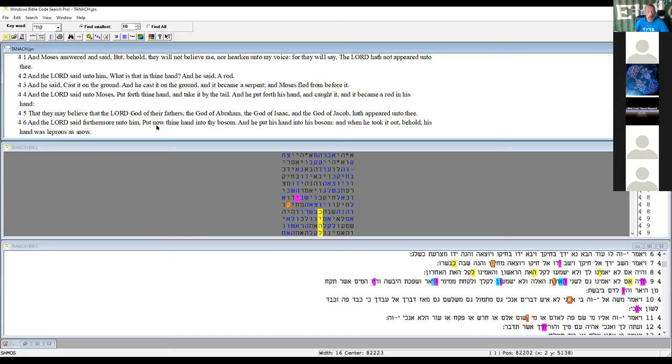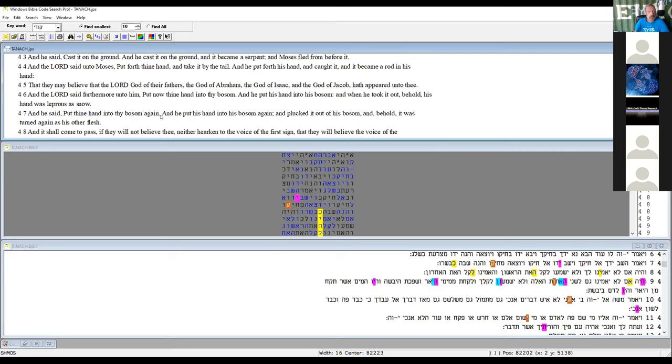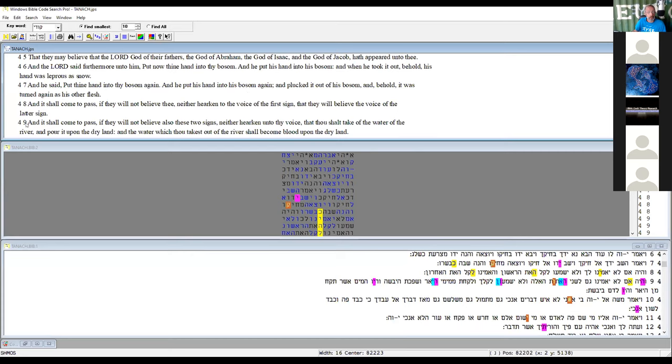And Yahuwah said furthermore to him, Now put thine hand into thy bosom. And he put his hand into his bosom, and he took it out, and behold, it was leprous as snow. And he said, Put thine hand into thy bosom again. And he put his hand into his bosom again and plucked it out of his bosom, and behold, it was turned again as his other flesh. And it shall come to pass, if they will not believe thee, neither hearken to the voice of the first sign, right? So we're talking about signs and wonders, right? They will believe the voice of the latter sign. And it shall come to pass, if they will not believe also these two signs, neither hearken to thy voice, that thou shalt take of the water of the river and pour it upon the dry land, and the water which thou takest out of the river shall become blood upon the dry land.